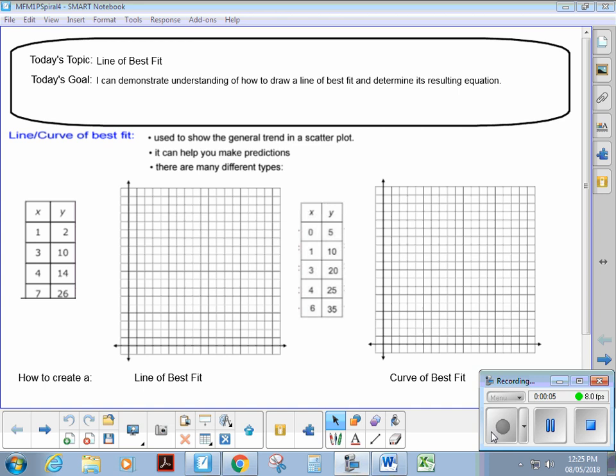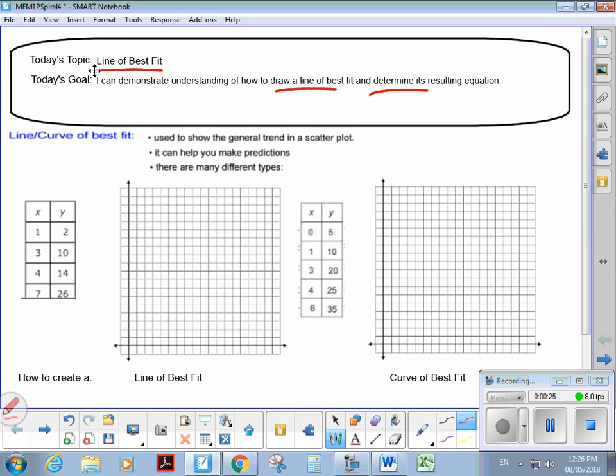So today we are starting with the concept or topic of line of best fit. And your goal by the end of this lesson and after you complete the work is you should be able to demonstrate an understanding of how to draw a line of best fit and talk about why or what type of data it represents. So line slash curve of best fit.